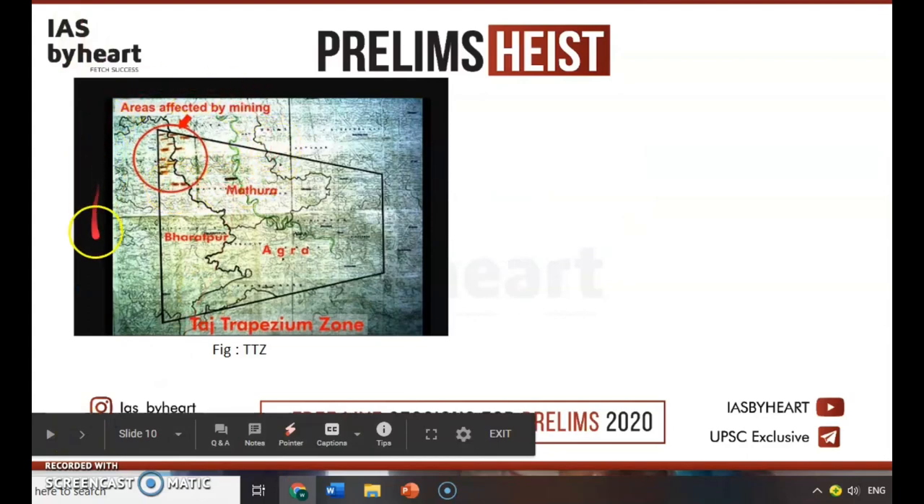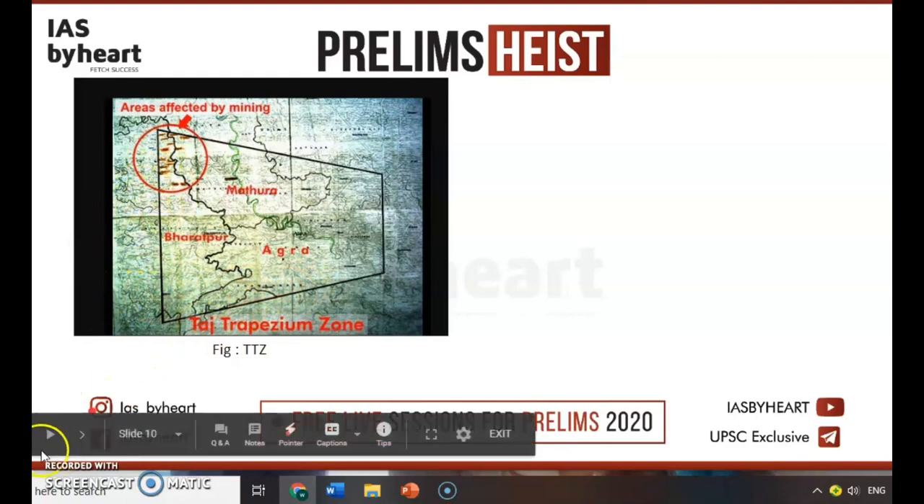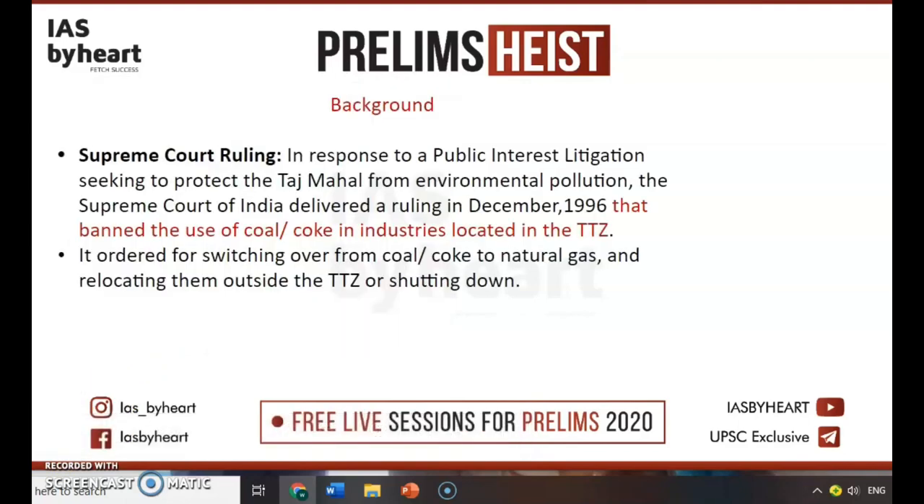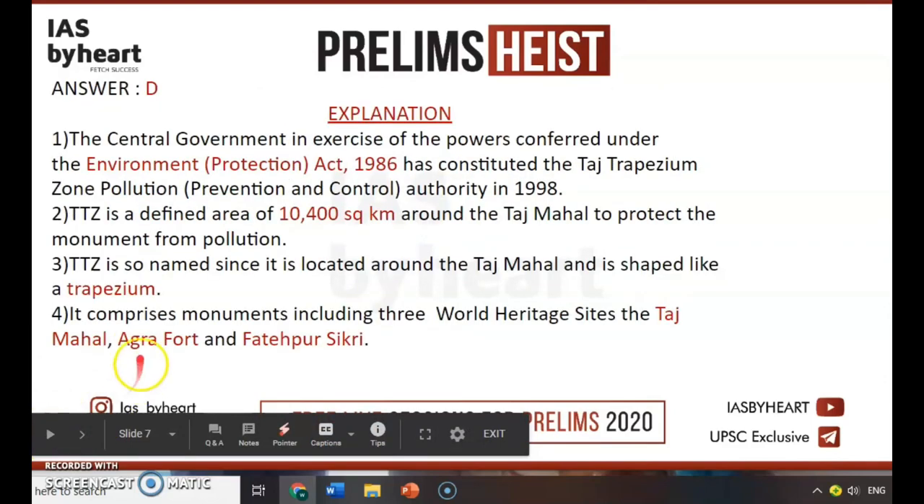See, this is our TTEZ zone. It is shaped like a trapezium. In this trapezium area we have our three monuments: the Taj Mahal, Agra Fort and Fatehpur Sikri.